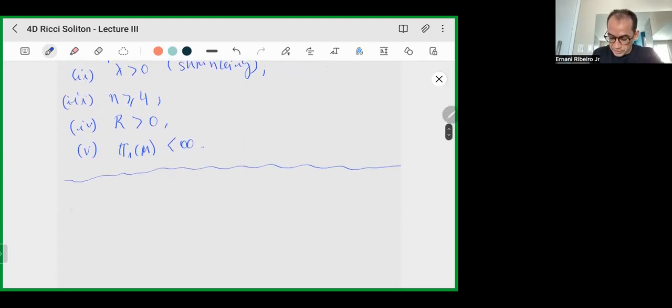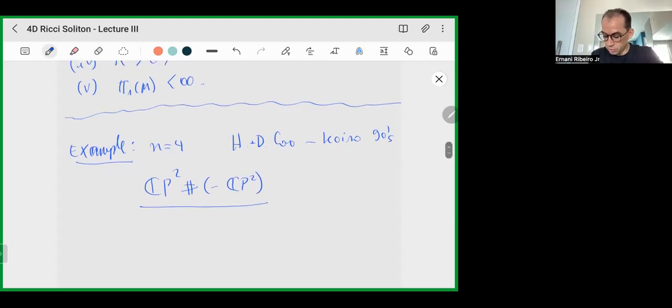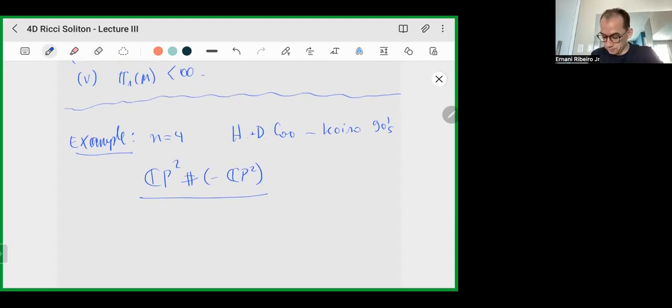One of the examples that you mentioned last talk is one example obtained by Koiso and independently by Cao around the 90s, which says that CP2 connected sum with minus CP2, the same complex projective plane but with inverse orientation. This is the first example of a Ricci soliton on a compact manifold obtained then. This is a non-trivial one.